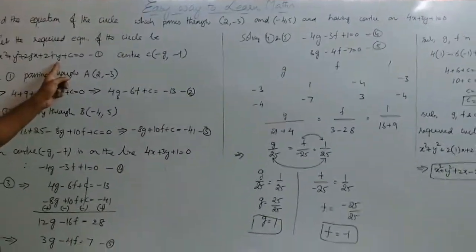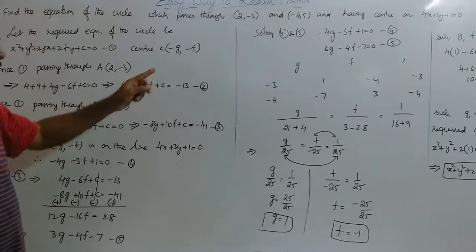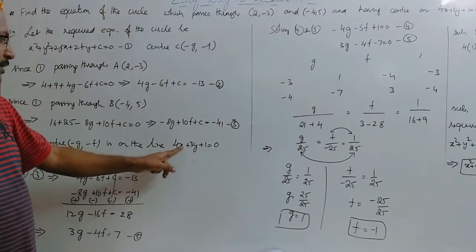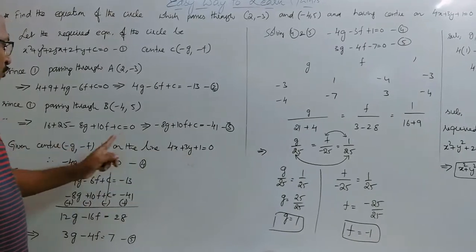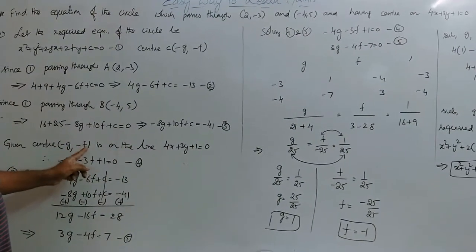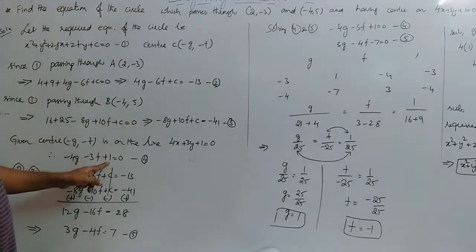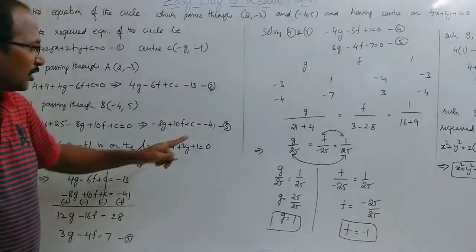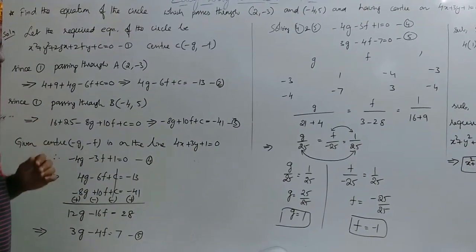We know that the center of the required circle is minus G, minus F. So we simply substitute minus G, minus F in this equation. That is, in place of x we substitute minus G and in place of y we substitute minus F. So the third equation is minus 4G minus 3F plus 1 equal to 0. By making use of equations 2, 3 and 4, we have to find the values of G, F and C.